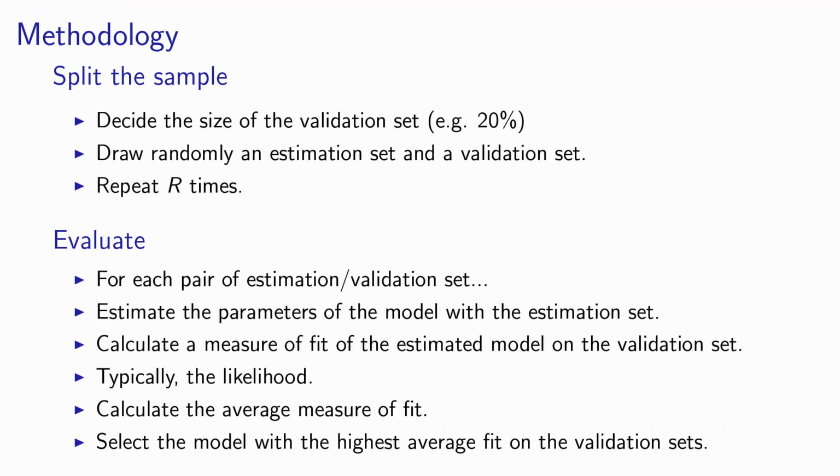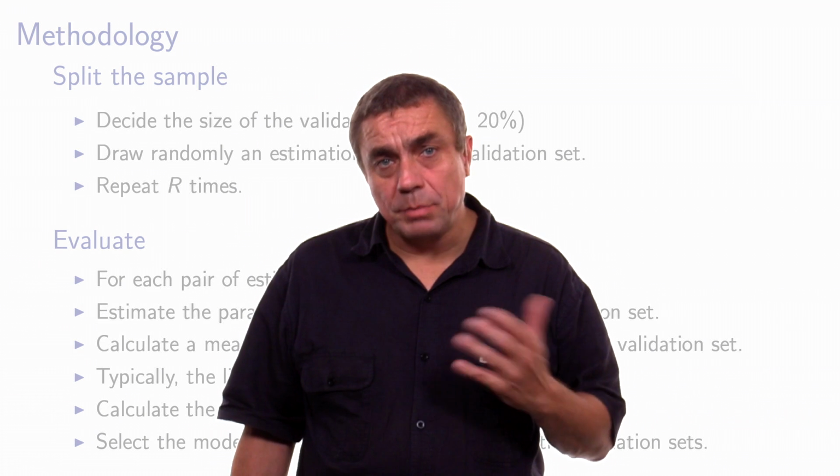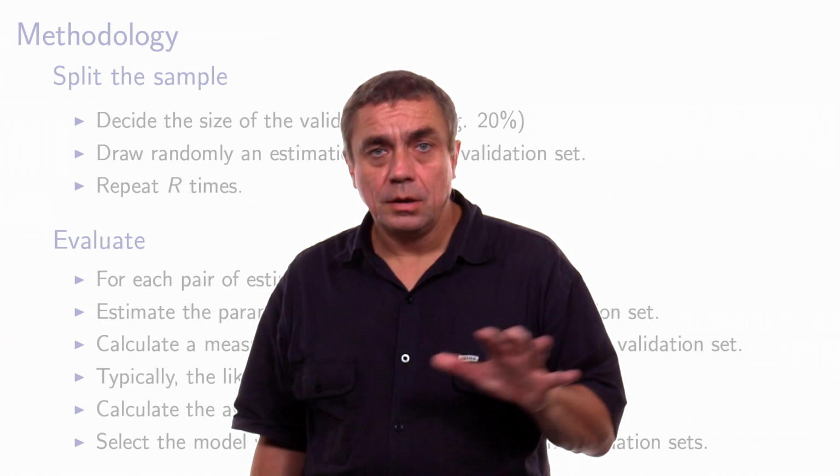Then, because you have repeated this R times with estimation and validation sets that have been randomly selected from the full sample, you calculate the average measure of fit across these R times. And then, among the models that you are testing, you select the one with the highest average fit on the validation sets. This method is actually inspired by the machine learning community.